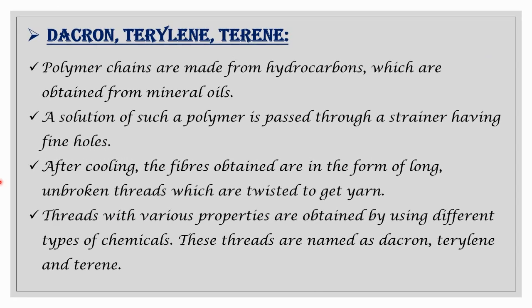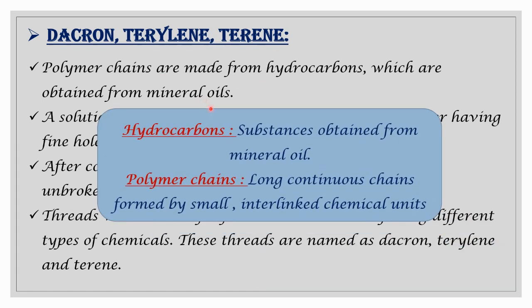Students, now let's learn about dacron, terylene and terene synthetic threads. Polymer chains are made from hydrocarbons which are obtained from mineral oils. Now students, what are hydrocarbons? Hydrocarbons are the substances which are obtained from mineral oil. And what are polymer chains? Polymer chains are the long, continuous chains formed by small, interlinked chemical units.